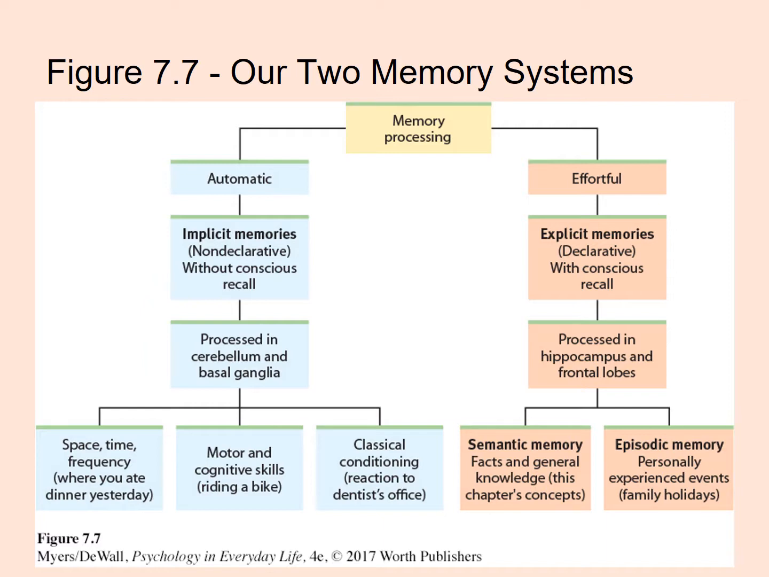Semantic memory and episodic memory are the two memories processed here. Facts and general knowledge are part of semantic memory, and so these chapters' concepts. And the episodic memory are personally experienced events like family holidays or your last vacation.